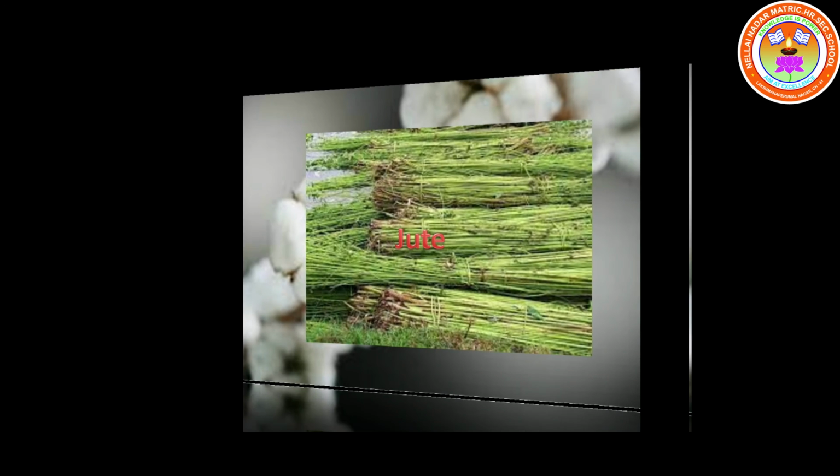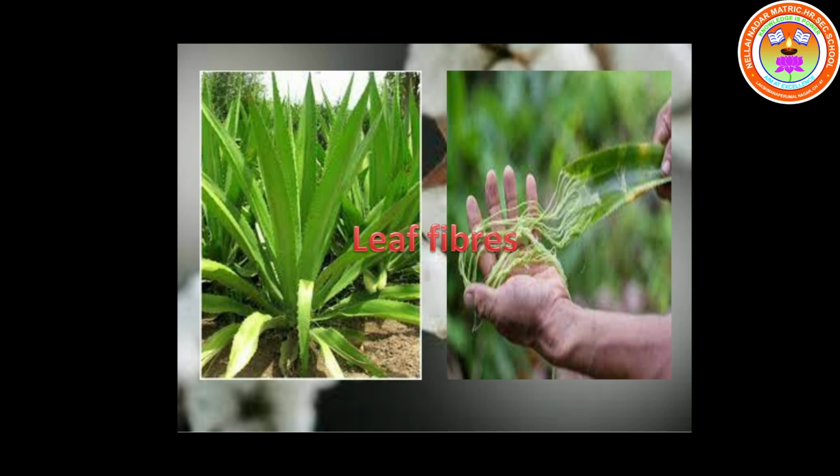Next one is leaf fibers. Leaf fibers, we obtain fibers from the leaves. Example, agave plant.